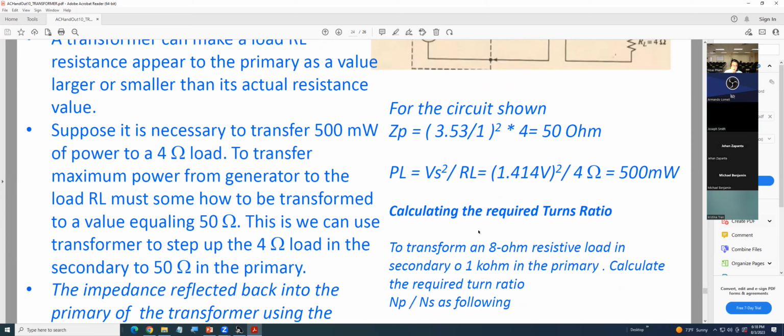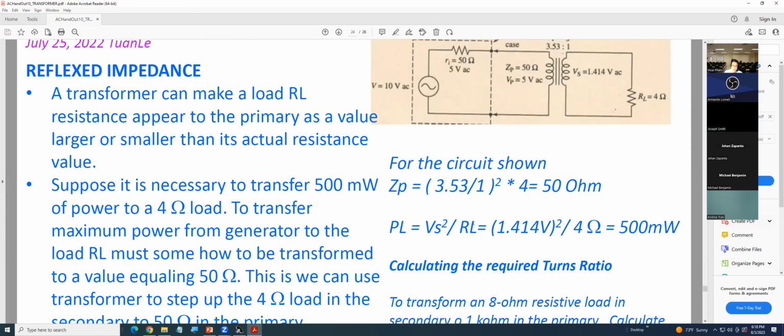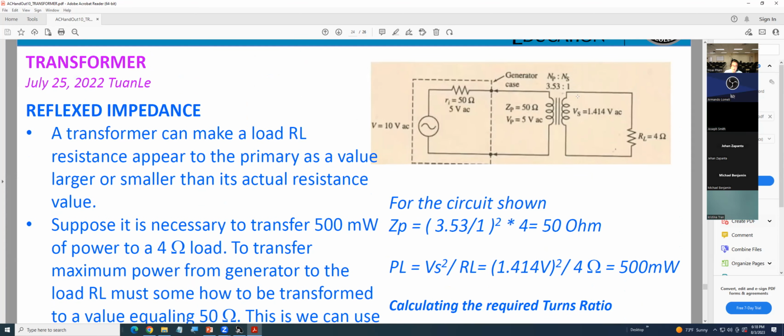Okay, what they want to do is select the ratio between NP and NS. Okay, so this is a generator.